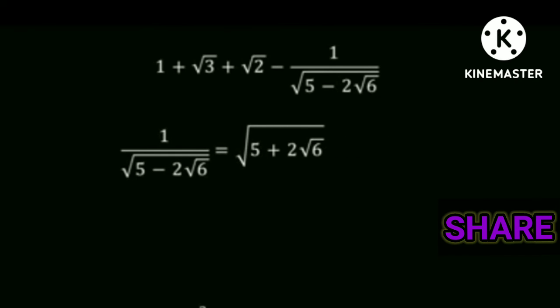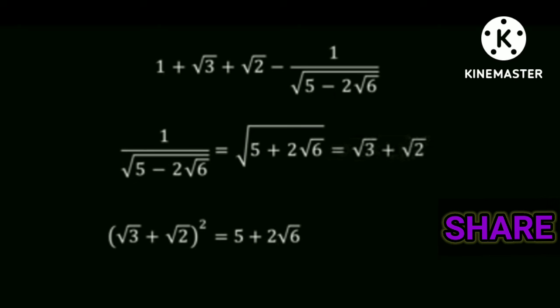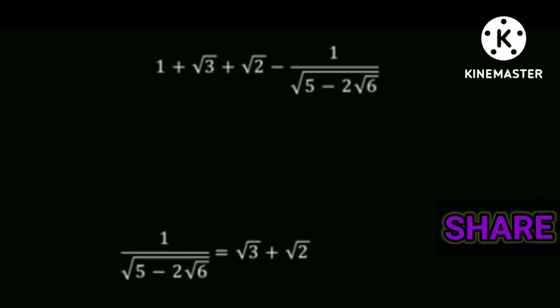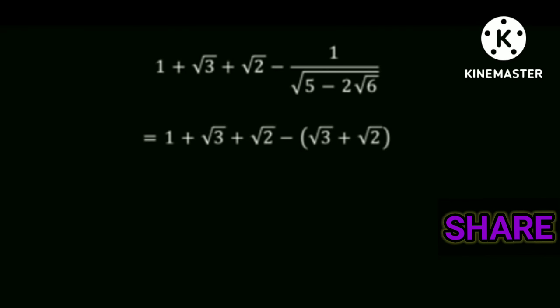Well, we've already calculated that the square of root 3 plus root 2 is equal to 5 plus 2 root 6. So if we take the square root of both sides, we get the square root of the quantity 5 plus 2 root 6 is equal to root 3 plus root 2. We can thus simplify this and substitute in. So this is equal to 1 plus root 3 plus root 2 minus the quantity root 3 plus root 2. The root 3 plus root 2 will cancel out, and we are left with the answer of 1.